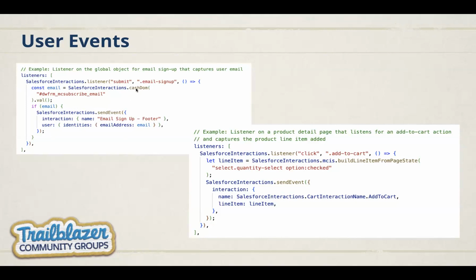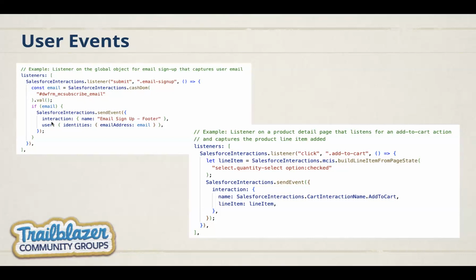And then cache-dom is a utility function provided by Salesforce Interactions, which is similar to get element by ID in JavaScript, or a similar function in jQuery. Again, it's recommended to use Salesforce Interactions namespace functions rather than using vanilla JavaScript to do these things. But all that matters here is that we grab that email from that text box using JavaScript. And then if we have the email, then we're using the send event function to send the event to MCP.